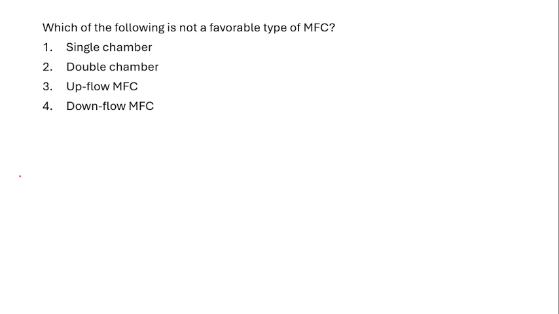The second question is, which of the following is not a favorable type of MFC? So we can have a single chamber MFC, double chamber MFC, upflow and downflow. But the type which is not favorable is the downflow MFC. Okay, the operation is very difficult here. So downflow MFC is generally not a recommended one. Okay.